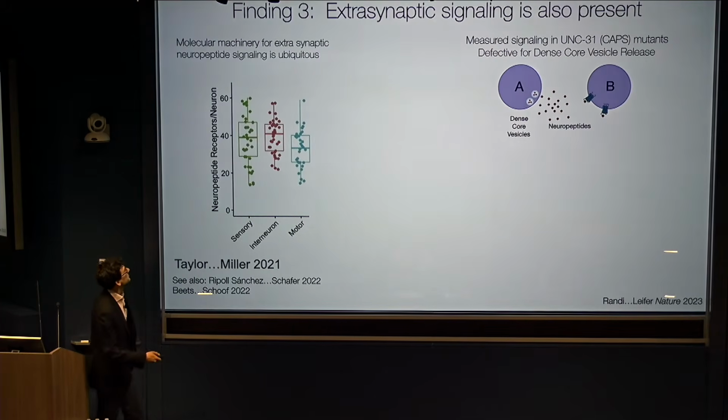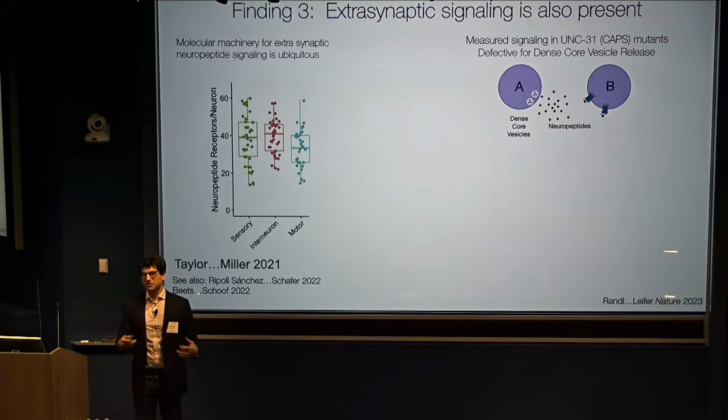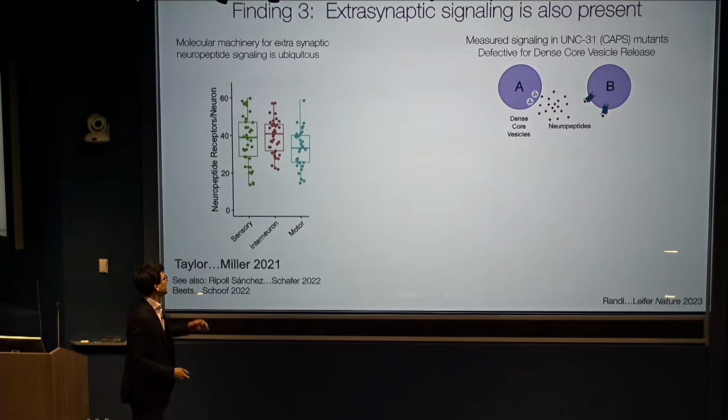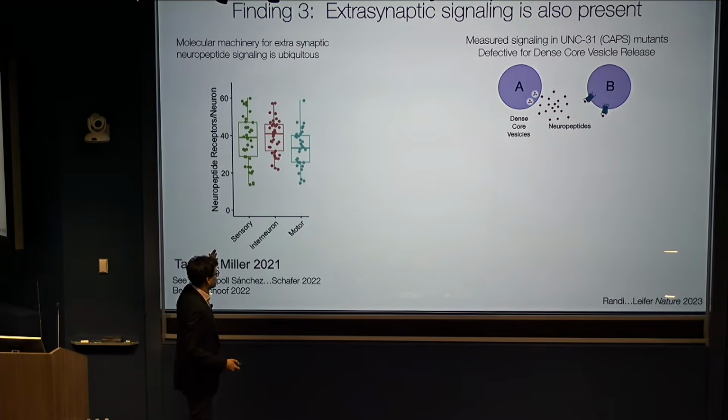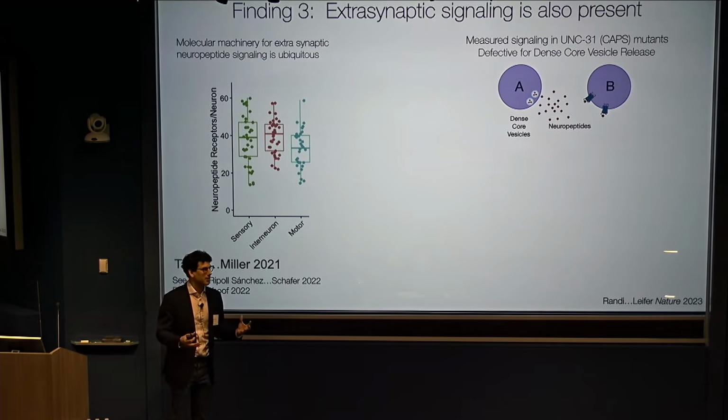But then what about this finding 3? We wanted to look at the role of extrasynaptic signaling because in the worm we have a single-cell transcriptome. We know which peptides bind to which receptors. And it turns out that if you draw a graph of the possible peptide GPCR interactions, it's extremely dense. It's a much denser network than the connectome.